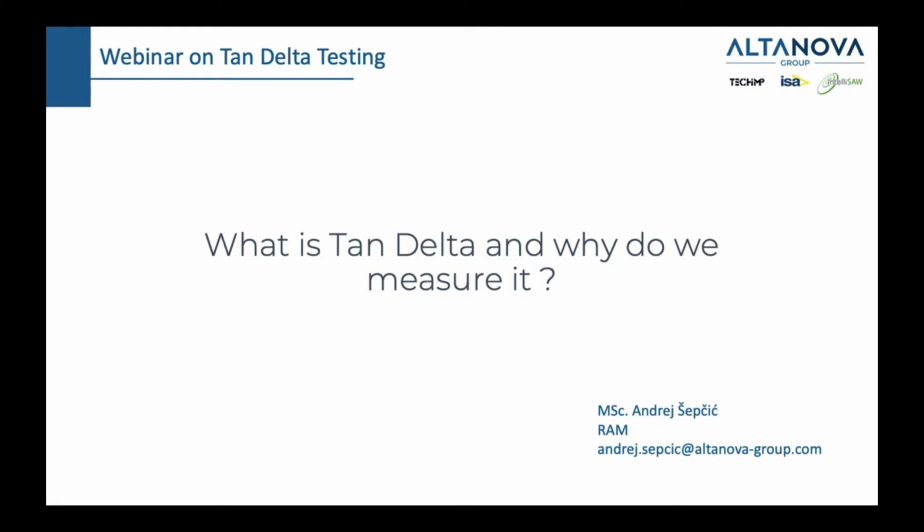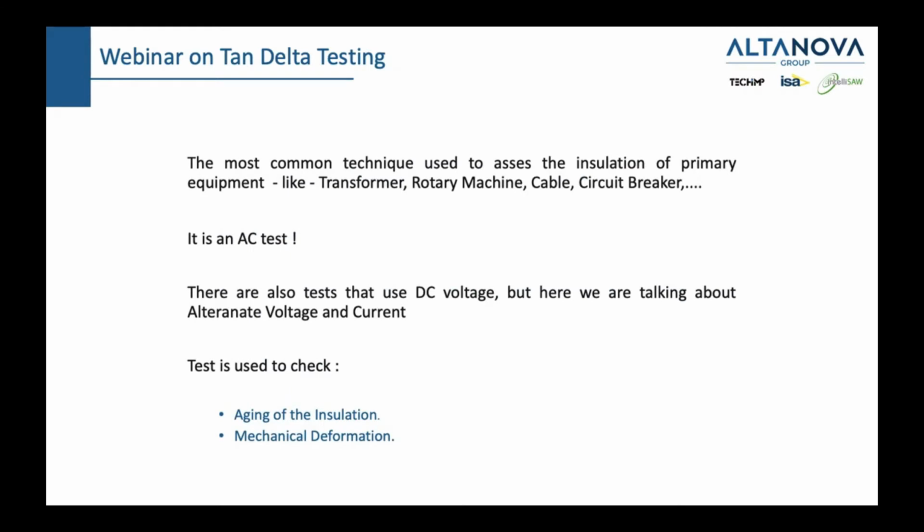So let us start. What is tan delta and why do we measure it? Tan delta is, as we said, the most common technique used to assess the insulation of primary equipment like medium and high voltage transformers, but also current and voltage transformers, rotary machines like generators and motors, also medium and high voltage cables, circuit breakers, surge arresters, all types of primary equipment. Let us say anything that has an insulation can be tested using this method.